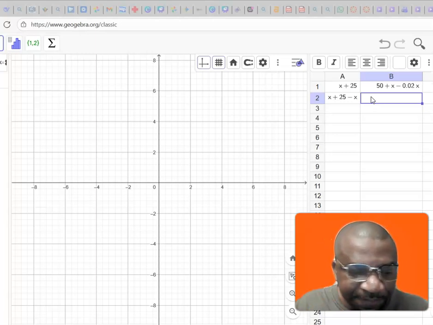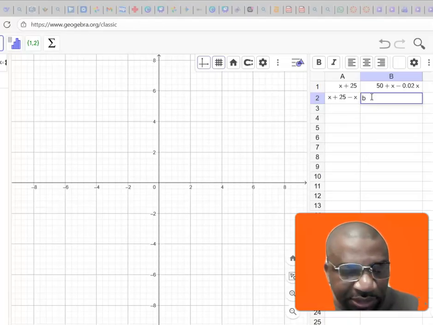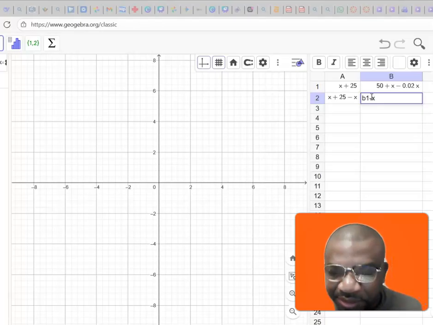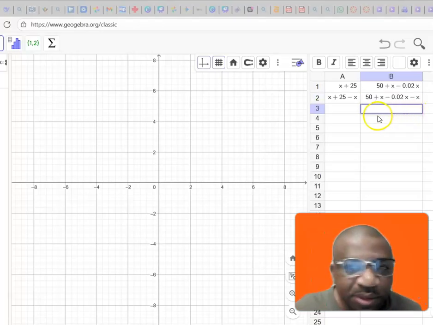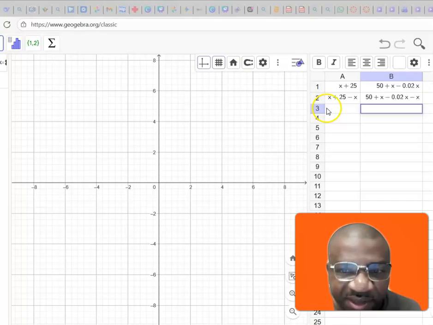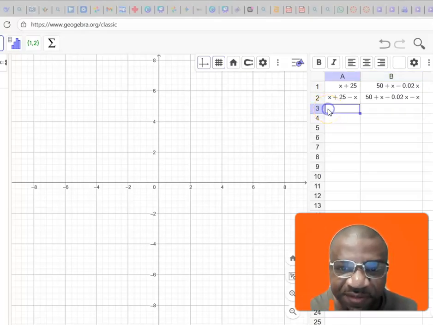So we can say b1 minus x. So enter. And the next thing to do, let's just simplify now. So next column, you just simplify.